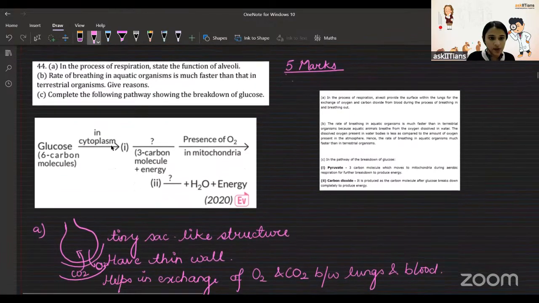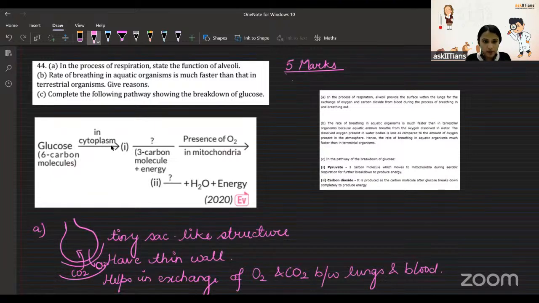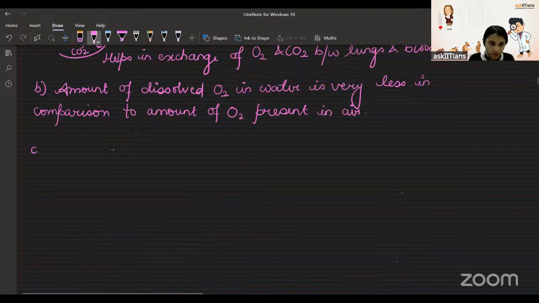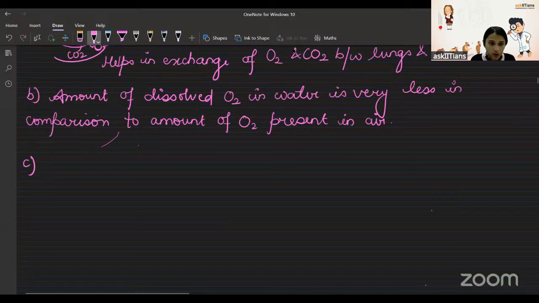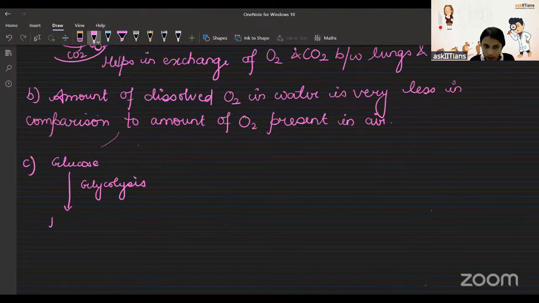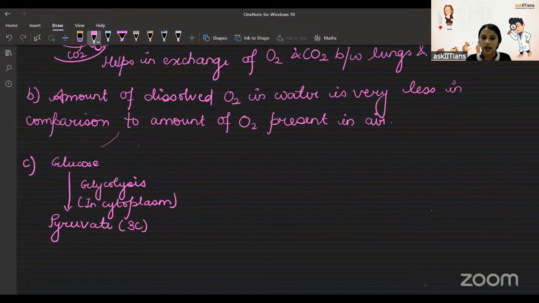Now, third is, here you can see this flow chart, and you have to find out what is this first part, and here also, can you see this question mark? You have to find out this, you have to complete this. See, we know in cytoplasm, glucose breaks down into a three carbon compound by the process known as glycolysis, and this process takes place in your cytoplasm. So by the process of glycolysis, this glucose will break down into a three carbon compound, and that three carbon compound is your pyruvate.